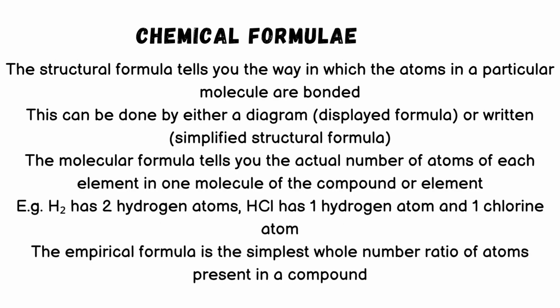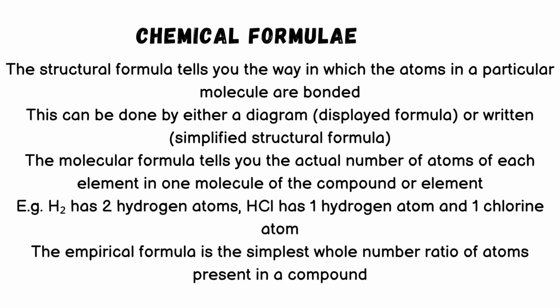Chemical formulae. The structural formula tells you the way in which the atoms in a particular molecule are bonded. This can be done by either a diagram, displayed formula, or written simplified structural formula. The molecular formula tells you the actual number of atoms of each element in one molecule of the compound or element. Example, H2 has two hydrogen atoms, HCl has one hydrogen atom and one chlorine atom.